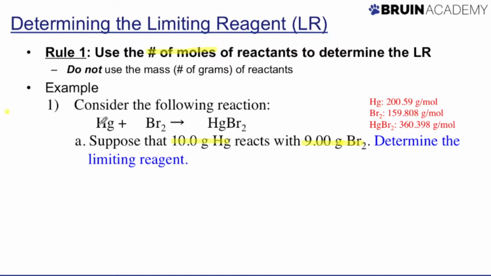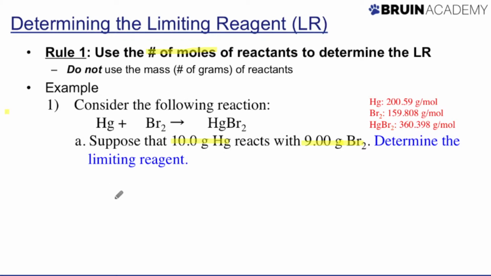The second thing is whenever they give you a reaction, what you have to do is balance it or make sure that it's balanced. So in this case, it's already balanced, right? I have 1 Hg on the left, 1 on the right, 2 Brs on the left, and 2 Brs on the right. So here we don't really need to do anything, but you always need to check to make sure that the equation and the reaction is balanced. Otherwise, the rest of your calculations will be wrong.